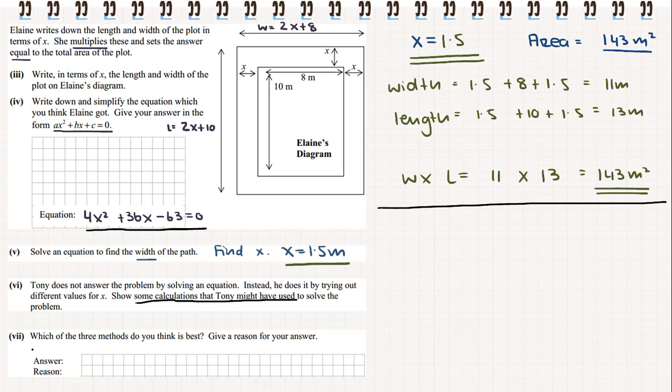Part 7. Which of the 3 methods do you think is best? Give a reason for your answer. For this type of question, there is no wrong or right answer. Really, what's important is the reason that you give to explain your answer. I would suggest that Elaine's method was the best.